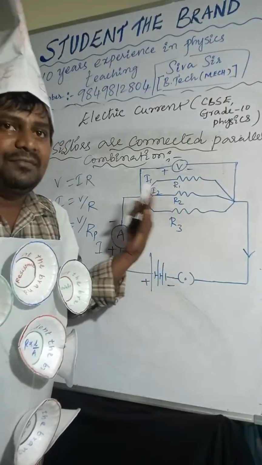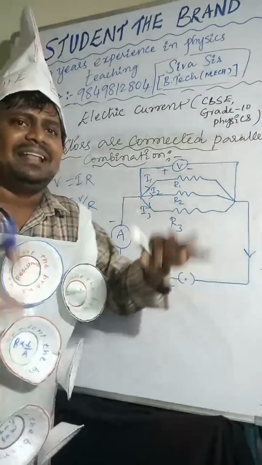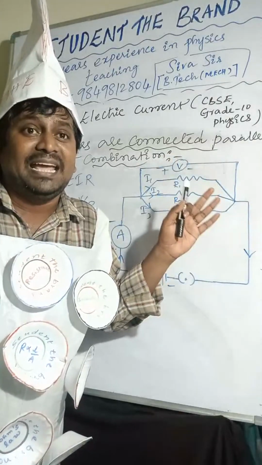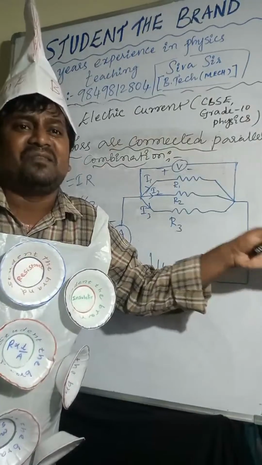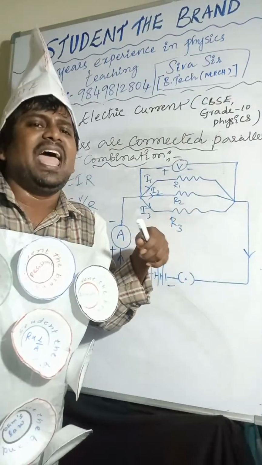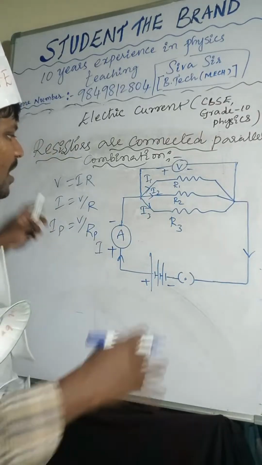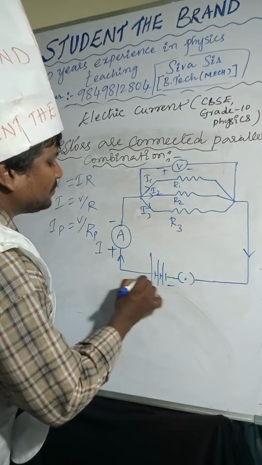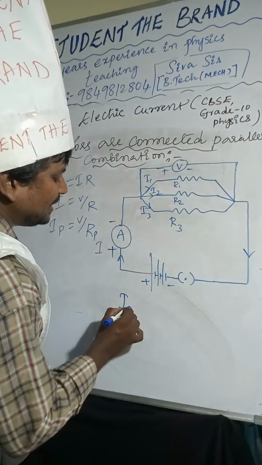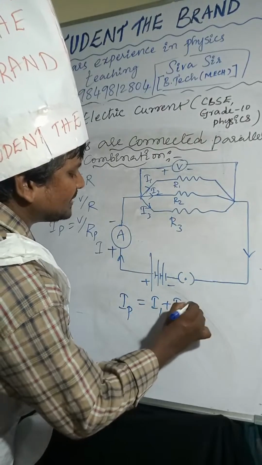So we can take effective resistance, equivalent resistance, total resistance, anything. The words are different, but the final concept is the same. Now you are considering P equal to V by RP. The current flowing from the battery, in a parallel combination, is equal to I1 plus I2 plus I3.